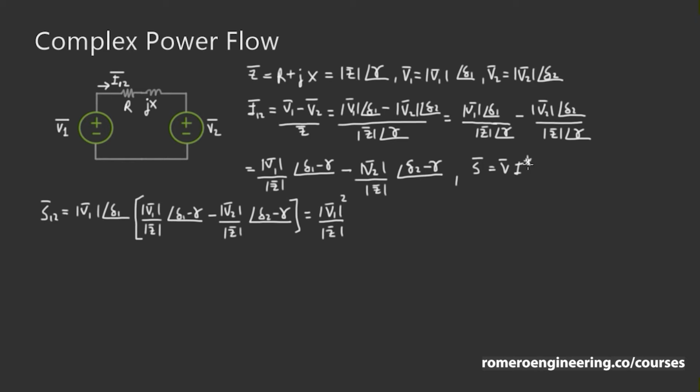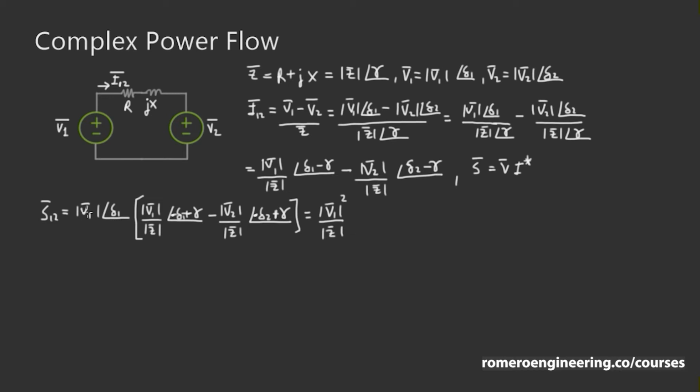So instead of plugging in this term over here, I should have plugged in the conjugate, meaning I've got to take the opposite of the angles for these two terms. So this delta 1 should have been a negative delta 1, and this should have been a positive gamma. And then likewise here, this should have been a negative delta 2, and this should have been a positive gamma.